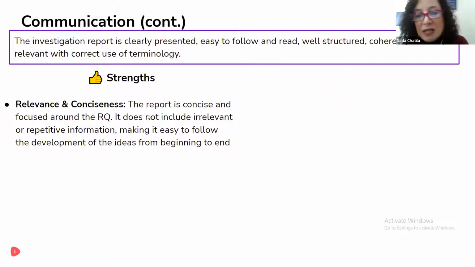Conciseness, relevance and conciseness. The report needs to be concise and focused around the research question. We will not penalize reports, again, that exceed the 12 pages, 13, 14, 15. I marked like 16 pages, and we did not remove points or marks because they were really very concise and all information was relevant.